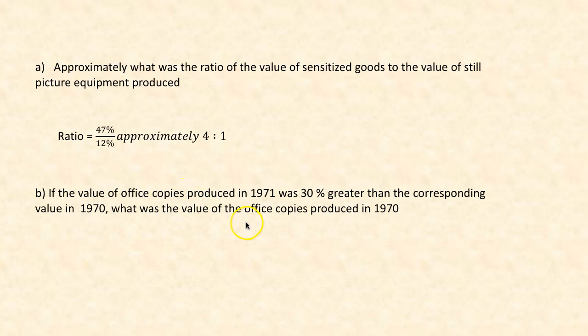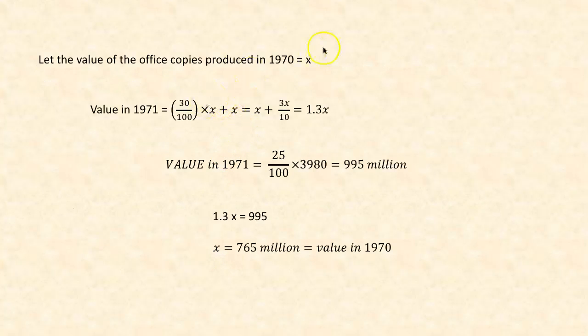If the value of office copies produced in 1971 was 30% greater than the corresponding value in 1970, what was the value of the office copies produced in 1970? So whatever we need to find, we will call it X. Let the value of the office copies produced in 1970 be X. Now value in 1971 is 30% greater than the value in 1970. So value in 1971 will be X plus 30% of X, that is 30 by 100 into X.